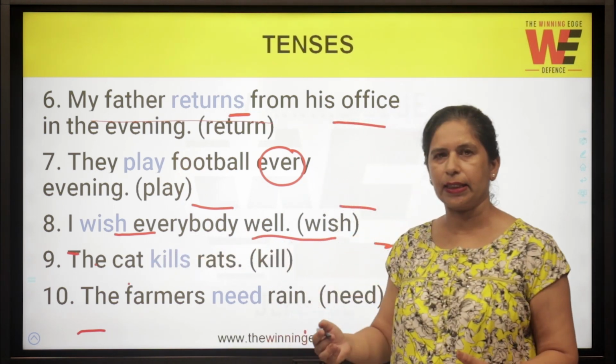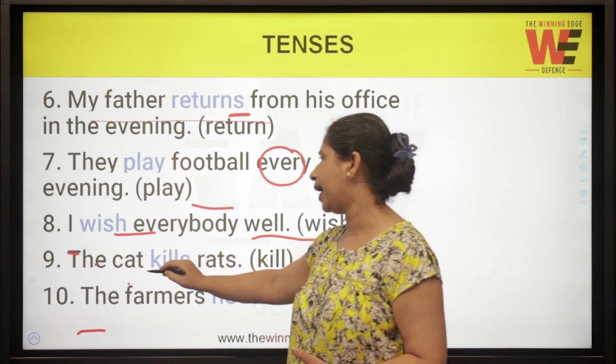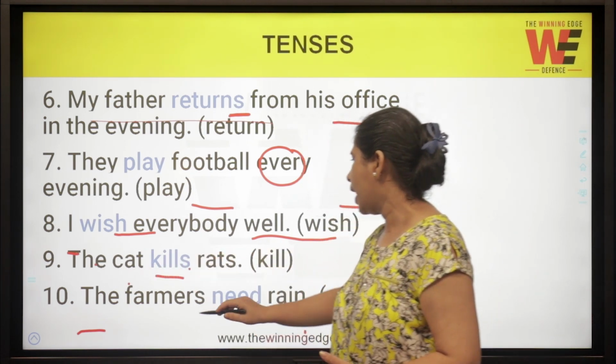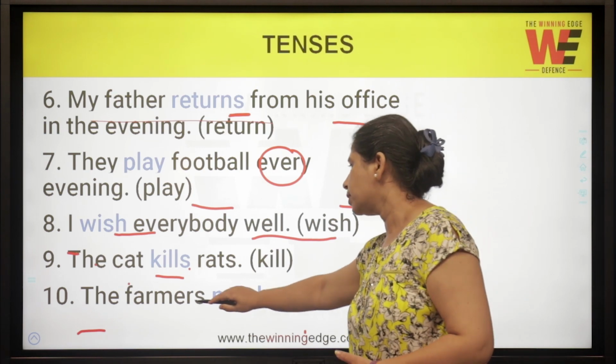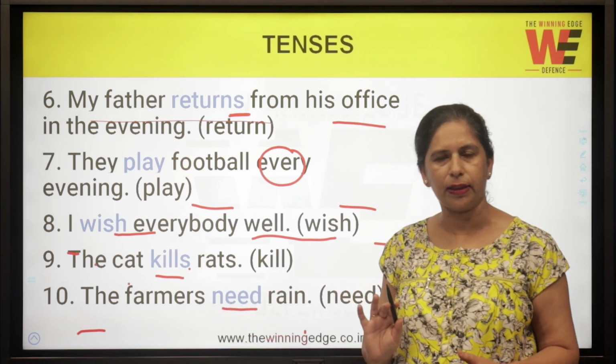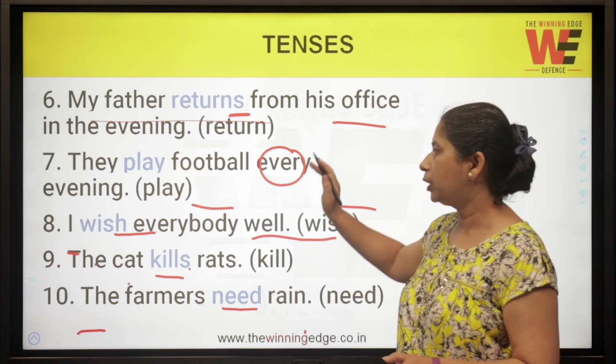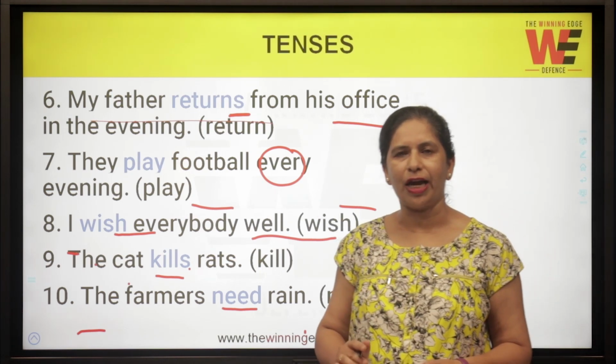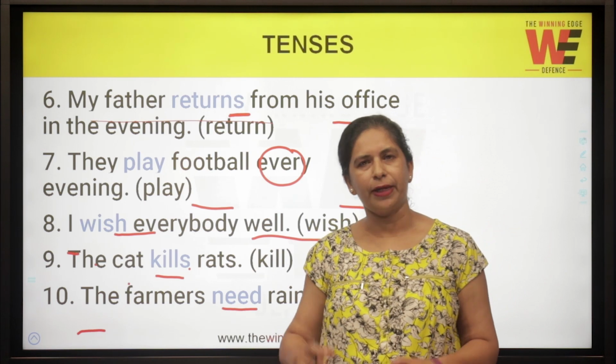Okay, the cat dash rats. The cat kills. Cat क्या करती है? Kill करती है. The cat kills. S will be added. And the farmers need rain. So क्या आएगा यहाँ पे? Verb need आएगा as it is. No changes. So these are your practice questions that we have done on simple present tense.